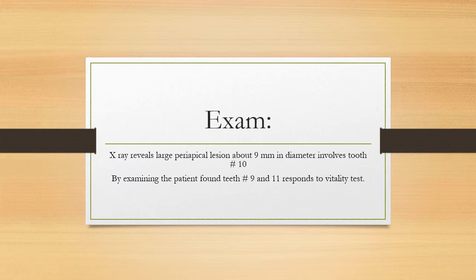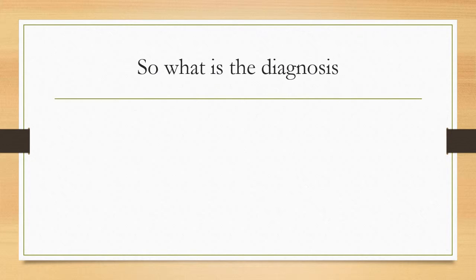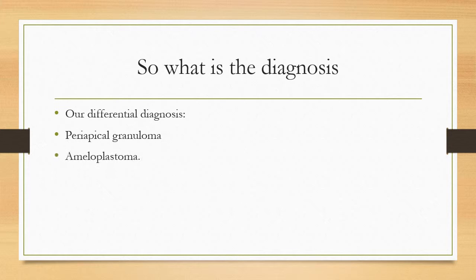Teeth number 9 and 11 respond to the vitality test. No pain upon percussion. Soft tissue looks normal in shape and color. So what is the diagnosis? Our differential diagnosis primarily is, number 1, periapical granuloma, number 2, ameloblastoma.